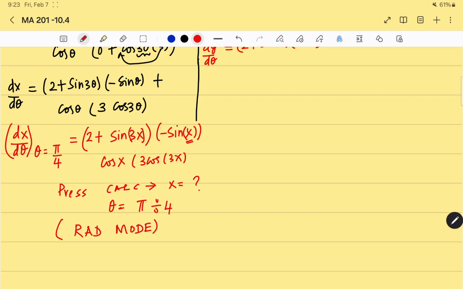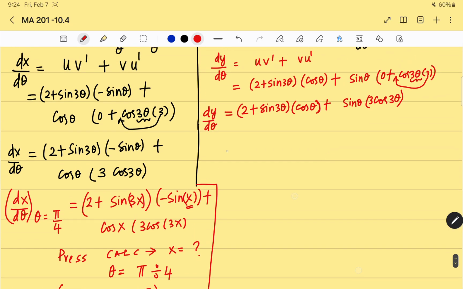So when you put this in the calculator, let me start here, just a minute. 2 plus sine alpha 3x minus sine x, there is a plus missing, and then plus cosine x plus 3 cosine 3x, and then press calculate. Yes, shift pi divided by 4, which is equal to minus 2 and then minus square root of 2. You can easily put it in the calculator.